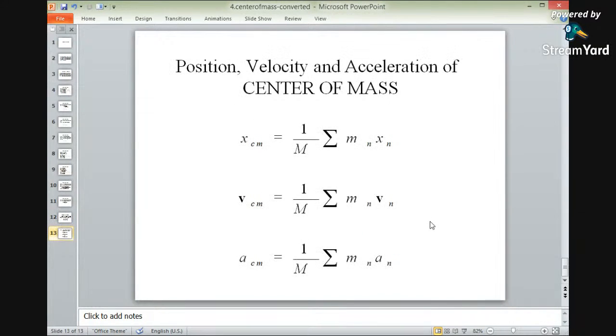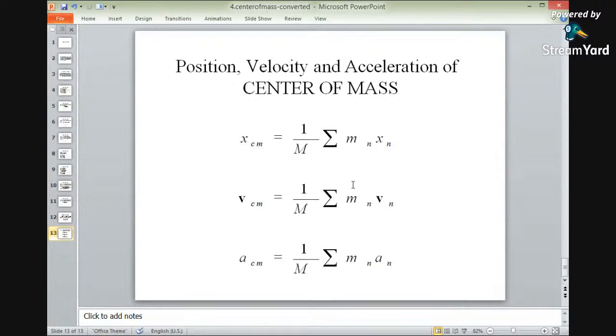Next important is the position, velocity and acceleration of the center of mass. For distances we can take x, y and z. But if velocities are considered, the same formula applies: m1 v1 plus m2 v2 plus m3 v3 upon m1 plus m2 plus m3. Instead of distances, we take velocities. If acceleration is considered, it is m1 a1 plus m2 a2 plus m3 a3 and so on, divided by m1 plus m2 plus m3. So if distance is considered we use the first equation, if velocity, we use the velocity equation, and for acceleration, this one.